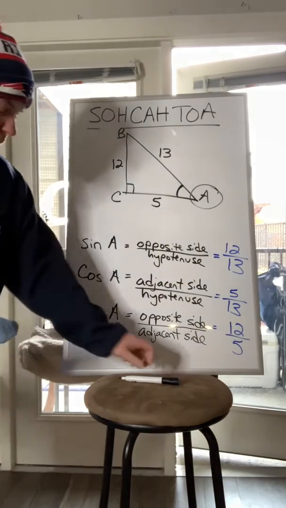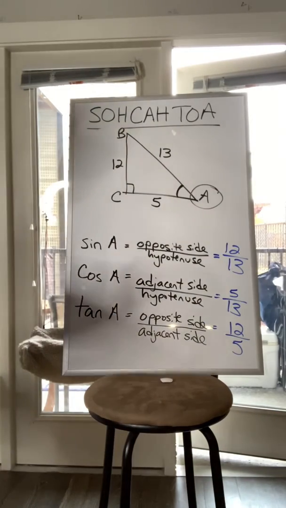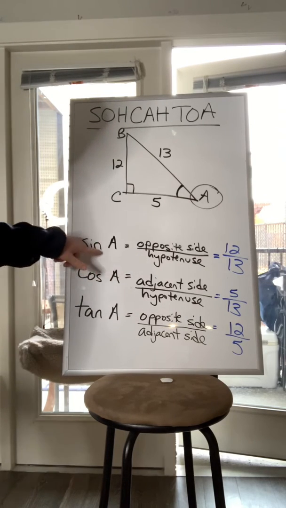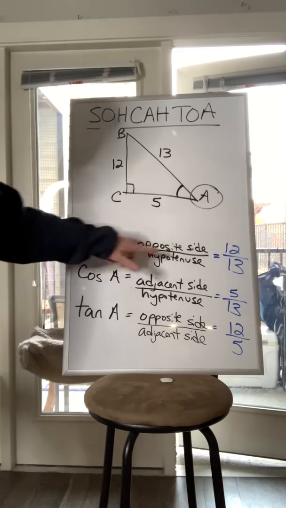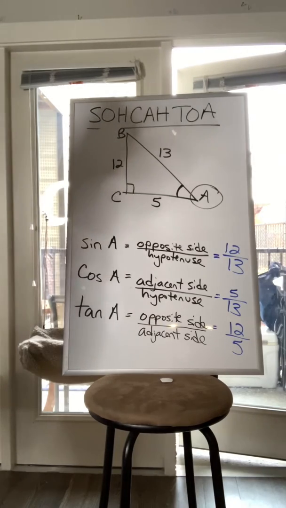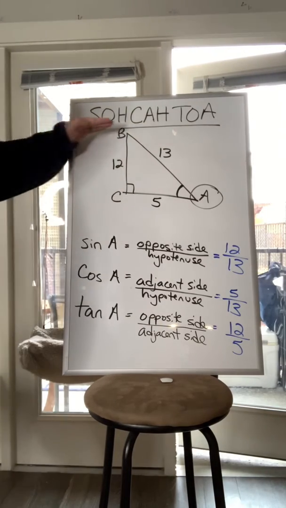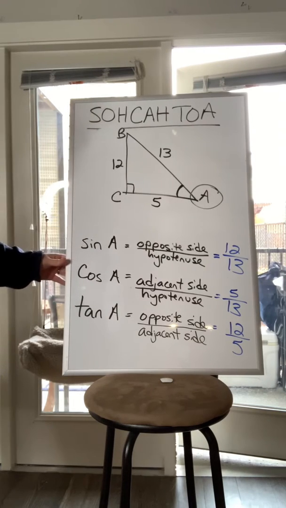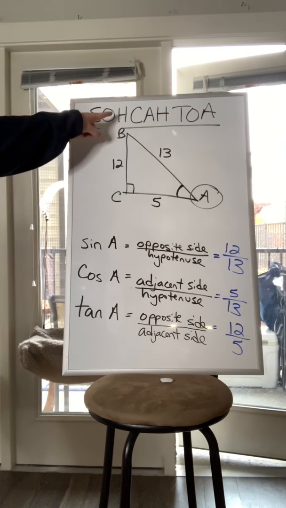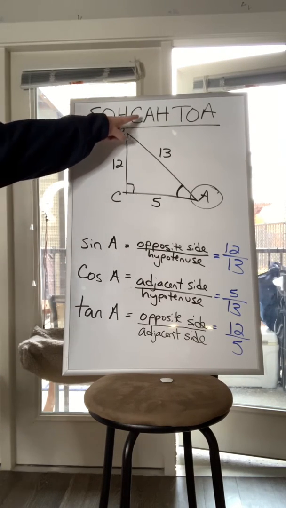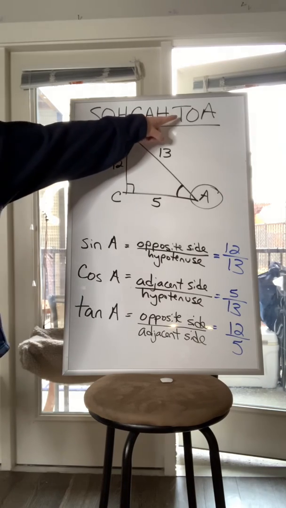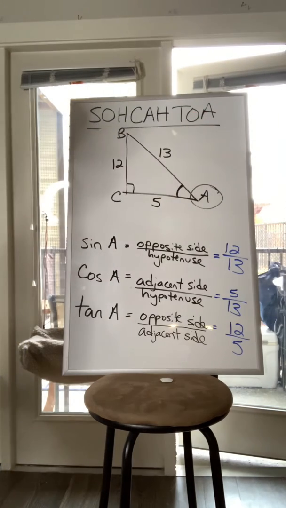Okay? So this is what the homework's going to be like. This is going to be a bunch of right triangles labeled with the sides, and it's going to give you a trig function like this with an angle, and it's just going to ask you to write the fraction. That's all there is to it. And if you can follow this acronym, that'll help you remember, okay? Sine is opposite over hypotenuse. Cosine is adjacent over hypotenuse. Tangent is opposite over adjacent, okay?